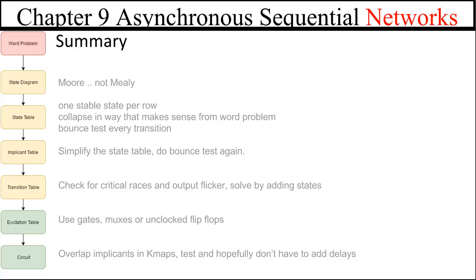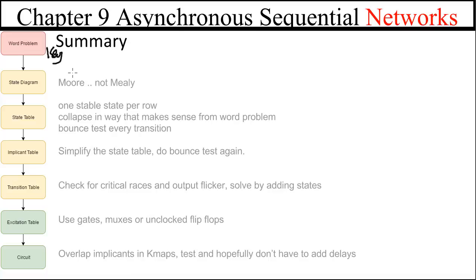Okay, so I want to summarize. I feel like my language is all over the place, and we've been covering a lot of stuff. So here we go. The word problem is the key to designing an asynchronous sequential network. If the word problem's wrong, it can be impossible.